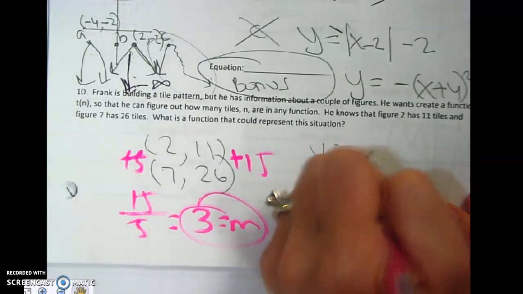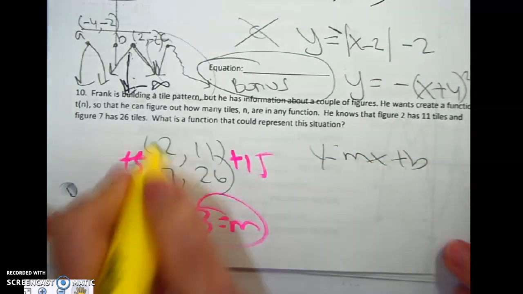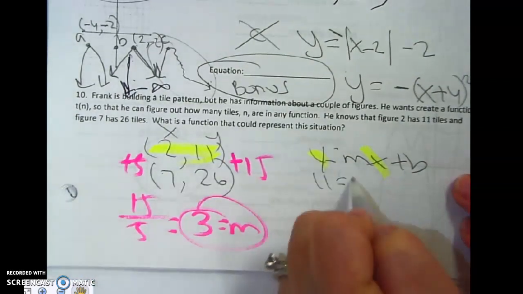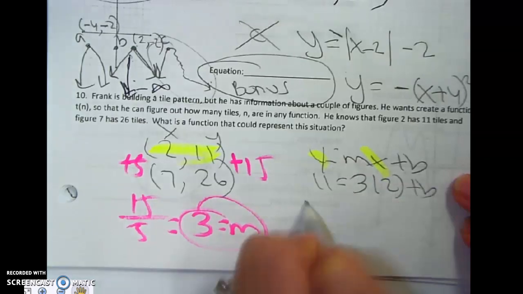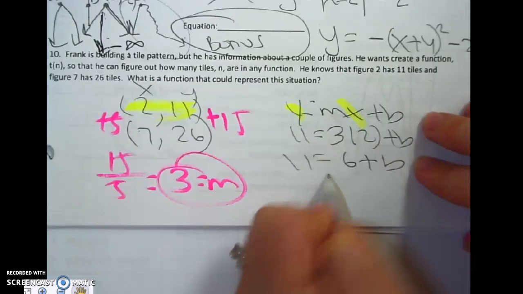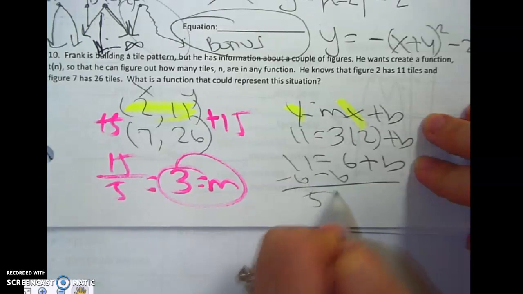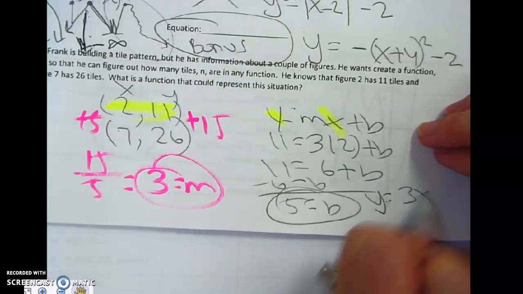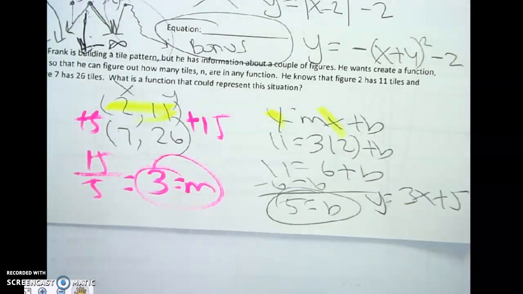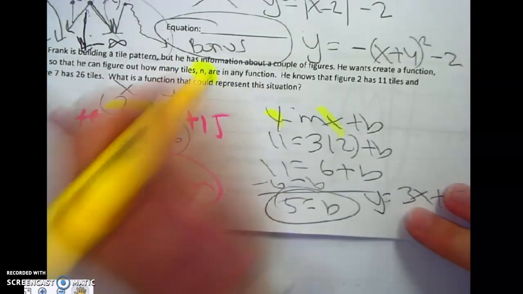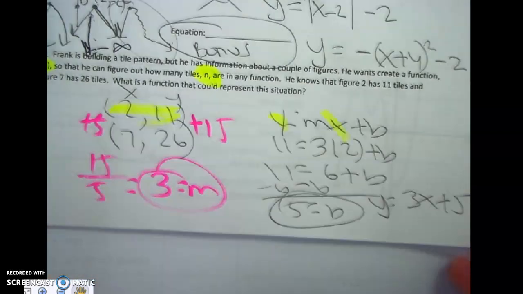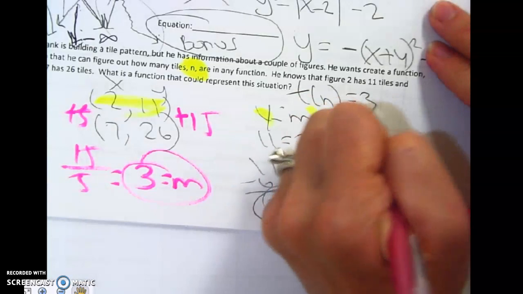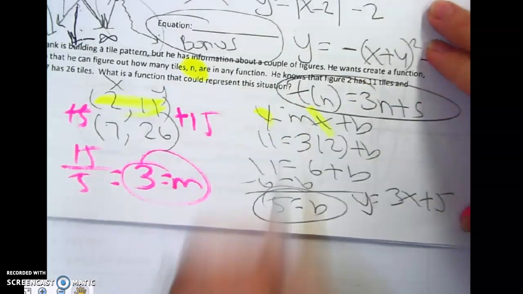Then I do y equals mx plus b. I'll pick this point, plug it in, label it x and y. 11 equals 3 times 2 plus b. 11 equals 6 plus b. Subtract 6. Sorry, it's about to run out of time. I got my m, I got my b. Y equals 3x plus 5. But they want you to use n and T of n, so if you give me this, you will not get full credit. T of n equals 3n plus 5.